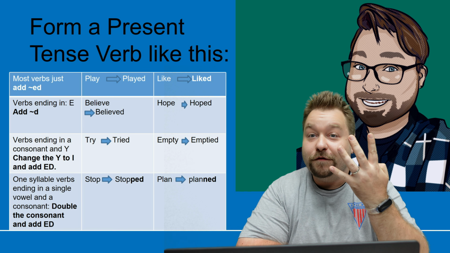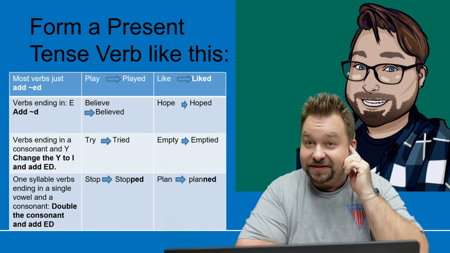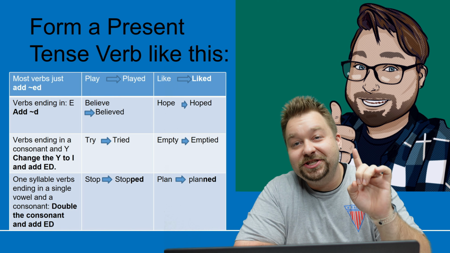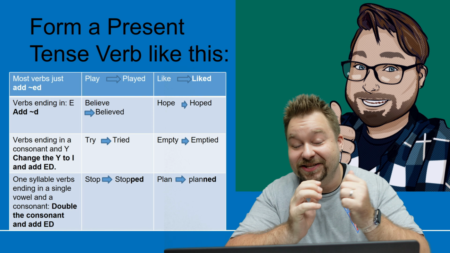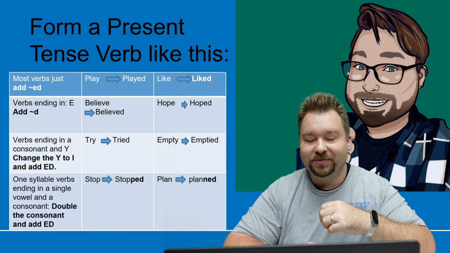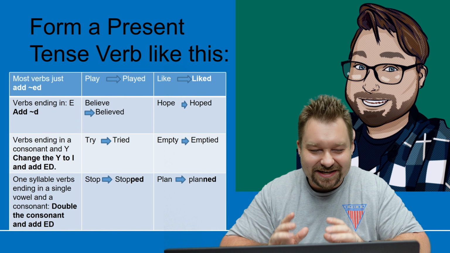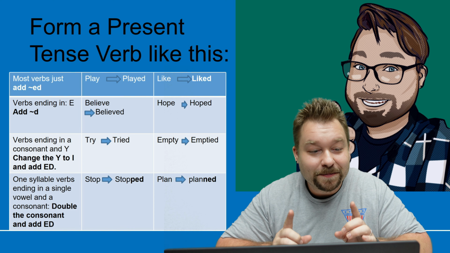Now, there are four ways to change a past tense verb, but they're not hard. Take a look at this chart. I have to remember it's on the opposite side. So take a look at the chart here.